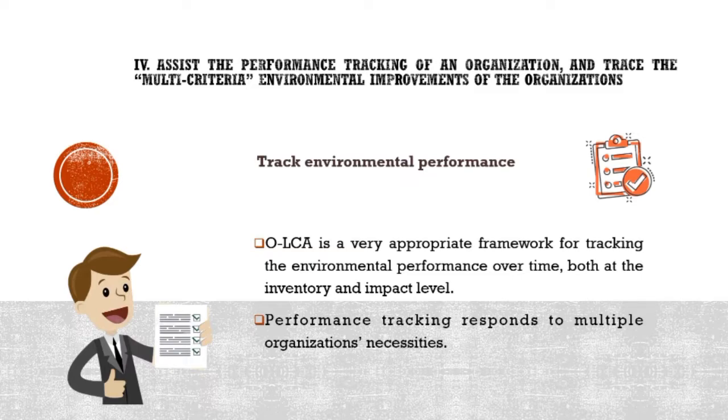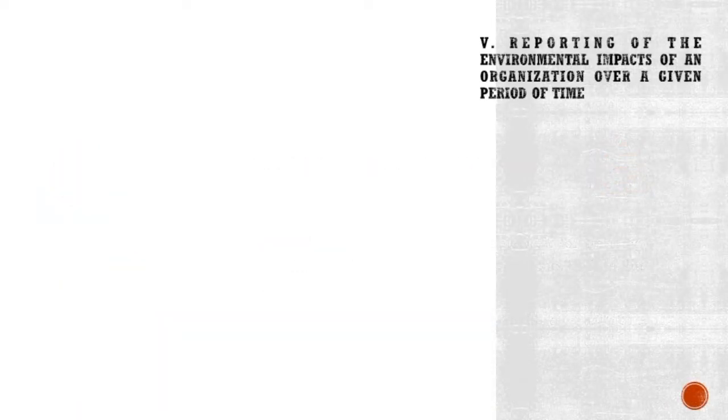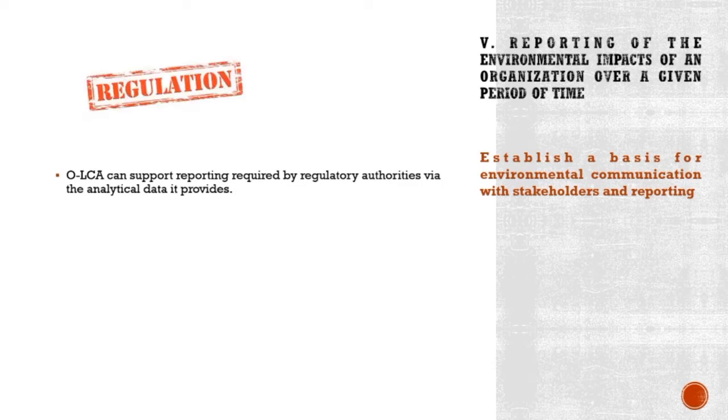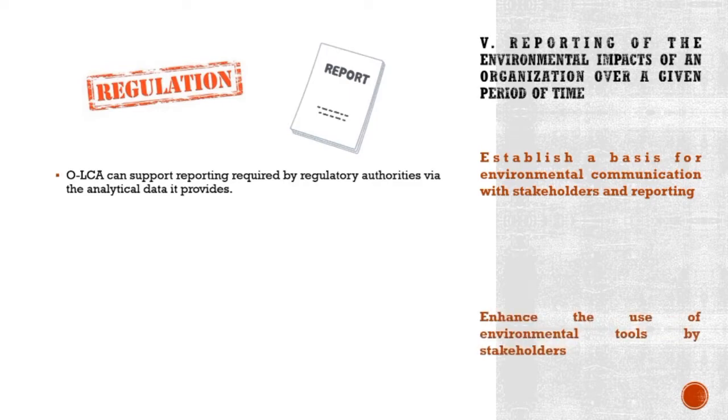For example, it helps in tracing improvements in the environmental performance of the organization in reference to a certain internal or external target. Other than that, OLCA is a reporting of the environmental impacts of an organization over a given period of time. This can help establish a basis for environmental communication with stakeholders and reporting. For example, it can support reporting required by regulatory authorities via the analytical data it provides. In addition, the use of environmental tools by stakeholders can be enhanced.